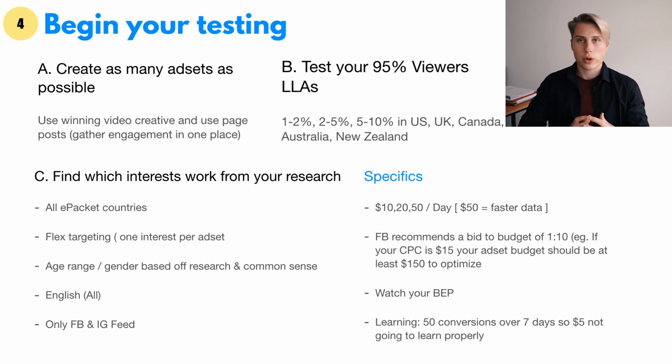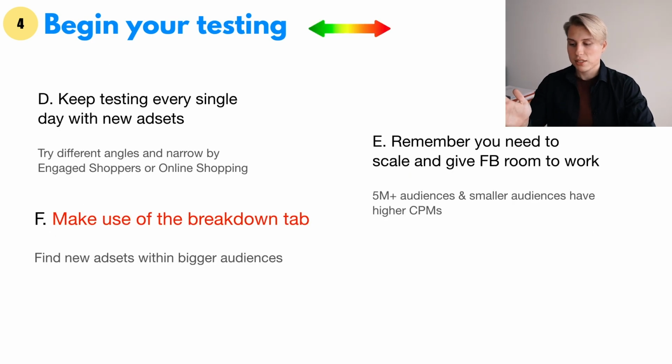Previously, it used to work. The way Facebook is set up at the moment, it just doesn't. Okay, so take that as you will. All right. Then you want to keep testing every single day with new ad sets. So I would try different angles, new ad sets, everything every single day. What you can do is initially just want to go against the interest, but if you see an interest is working, you can narrow it down by engaged shoppers or online shopping, and that will create a new interest for you. Remember, you need to scale and give Facebook room to work.